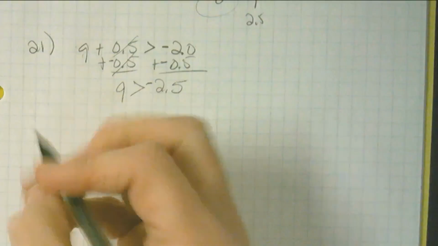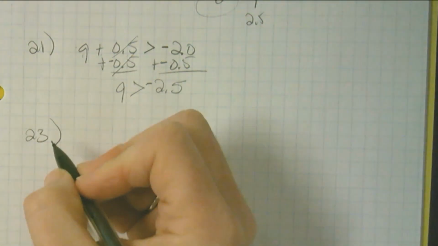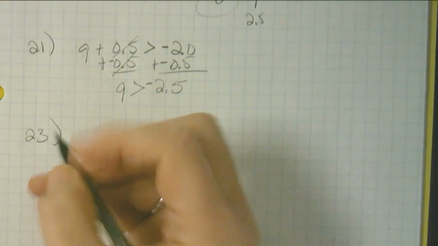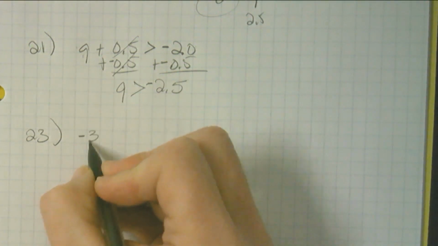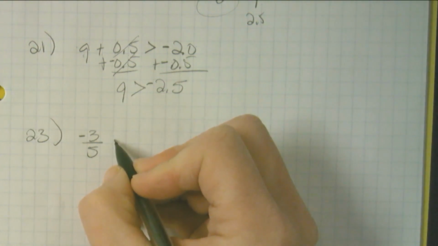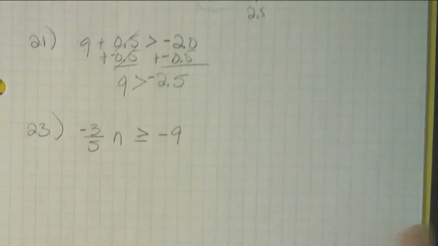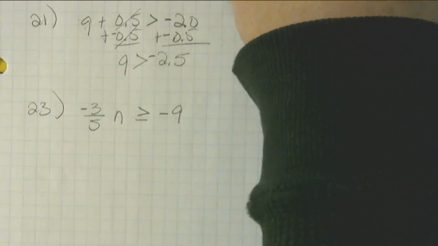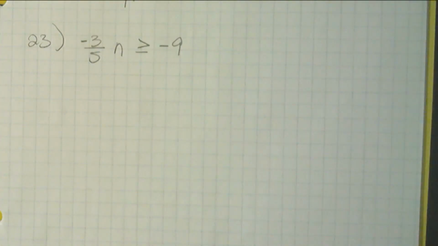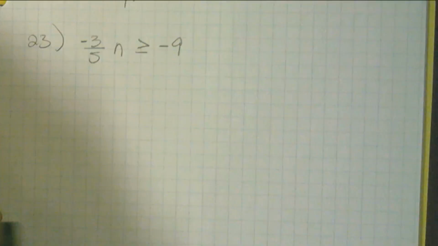All right, let's take a look at 23. Who asked me for 23? Okay. So 23, I have a negative 3/5 times n is greater than or equal to a negative 9. This is a good one. Again, this is not an absolute value. So Peter, since my coefficient is a fraction, what am I going to multiply my coefficient by to turn it into a 1?